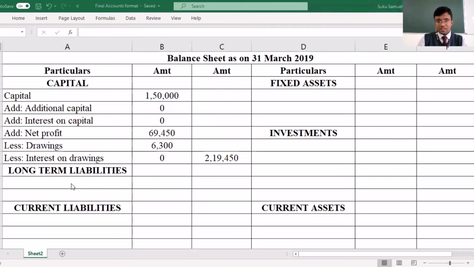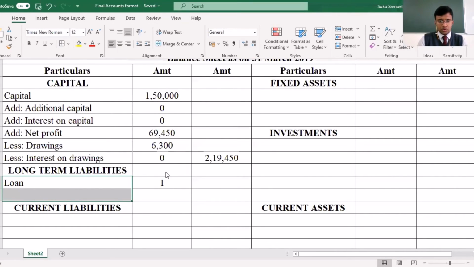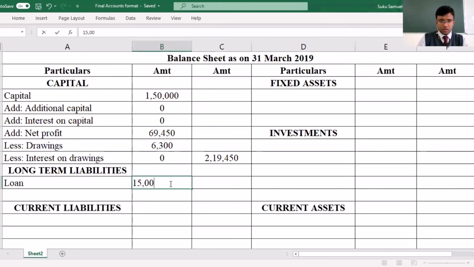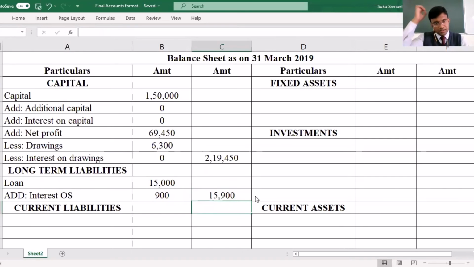Now next, what we have to consider is the loans. So loan amount is 15,000. To this, you have to add interest outstanding. Interest outstanding is 900. So the total works out to be 15,900.